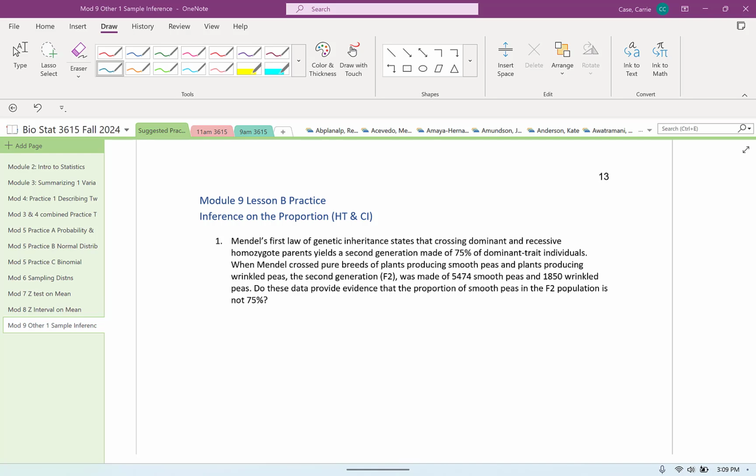Hi folks, so we are still in Module 9. We are doing the second practice in Module 9, which is all about inference on a single proportion. We're doing hypothesis tests and confidence intervals in this module.